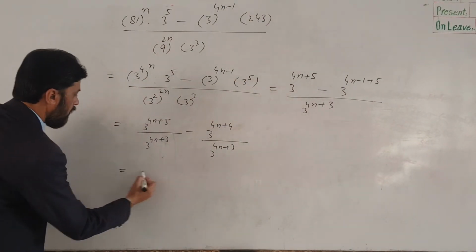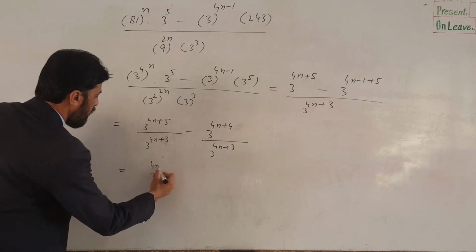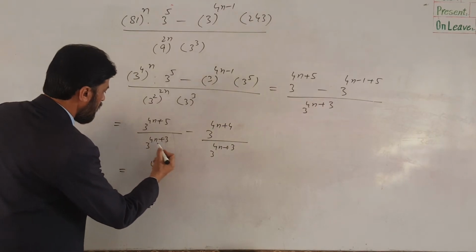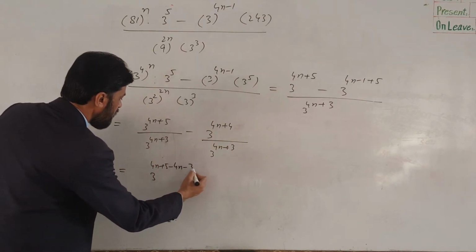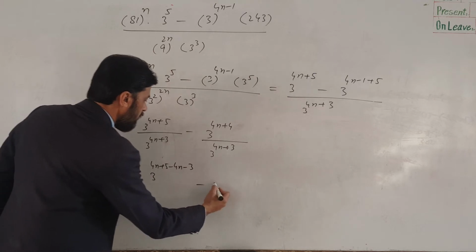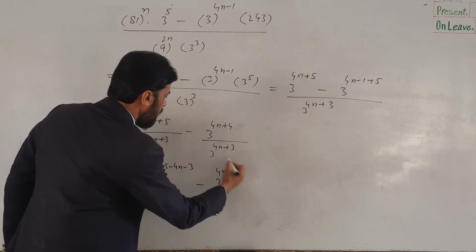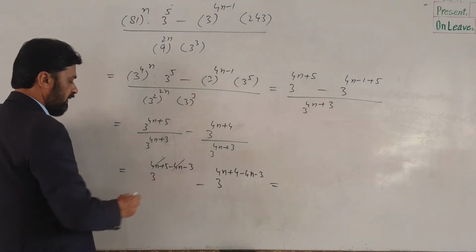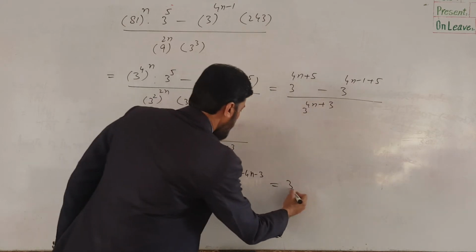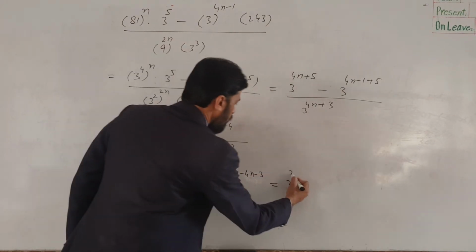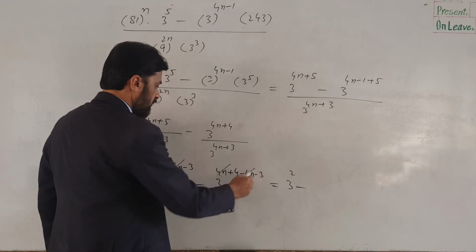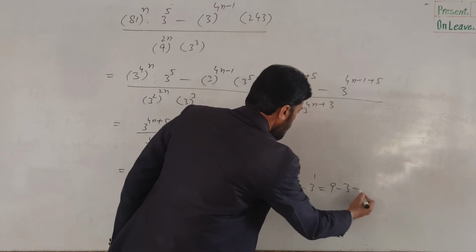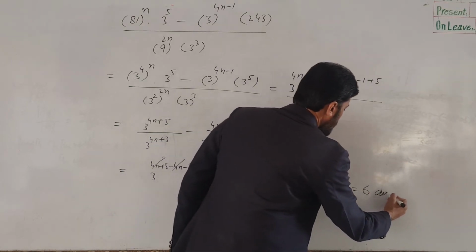Now bases are same, so shifting the exponents to the numerator by changing their signs: 3 raised to power 4n plus 5 minus 4n minus 3, minus 3 raised to power 4n plus 4 minus 4n minus 3. 4n minus 4n cancel, 3 raised to power 5 minus 3 is 2, 3 square is 9. Minus, 4n cancel, 4 minus 3 is 1, 3 raised to power 1 is 3. 9 minus 3 is equal to 6. That is the answer.